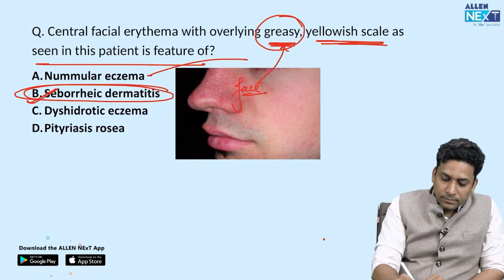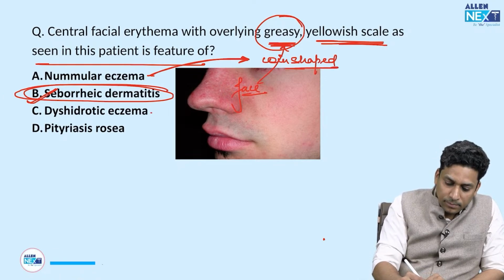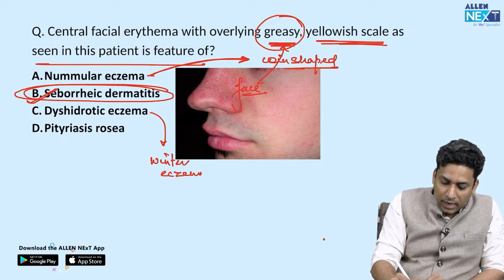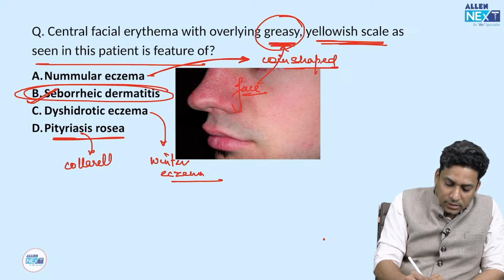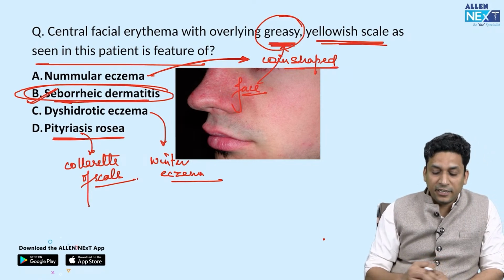Nummular eczema. Nummular eczema is coin-shaped eczema. So when the eczema is coin-like, we call it nummular eczema. Dyshidrotic eczema is also known as winter eczema. And pityriasis rosea, all of you know, is a condition where collarette scales are seen. So all these points are pointing towards seborrheic dermatitis.